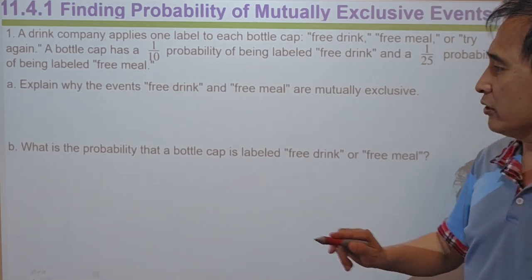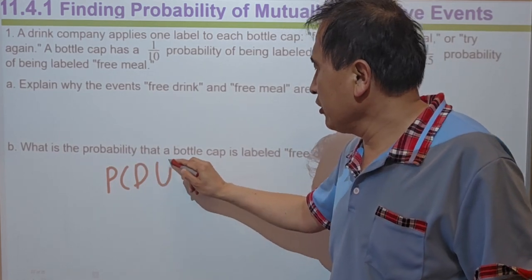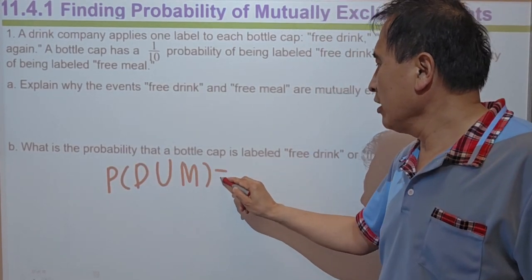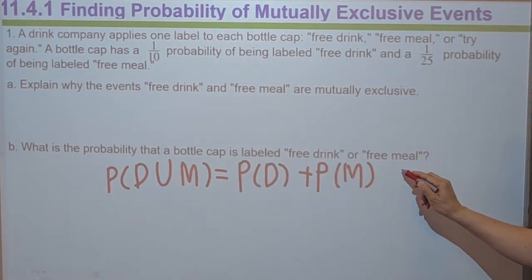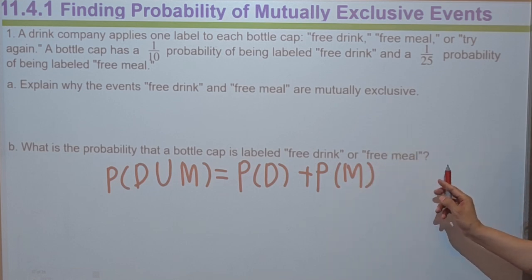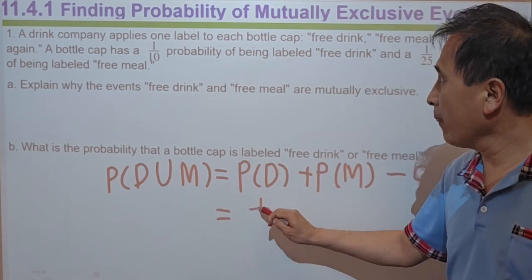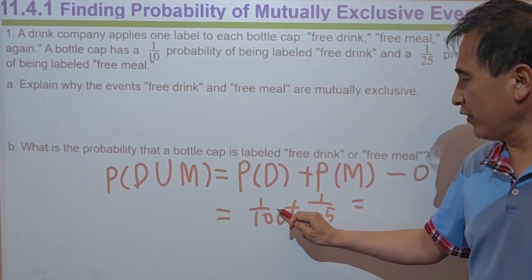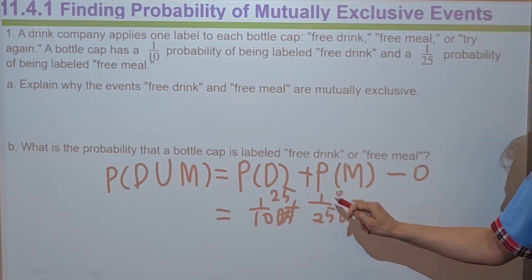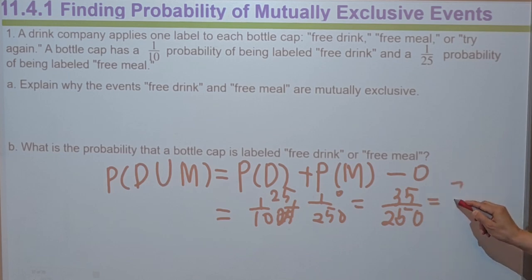When the events are mutually exclusive, the probability of drink or meal, the union, is the probability of drink plus the probability of meal. Now you would subtract drink and meal, but that is mutually exclusive, so it is 0, and you don't need to put the minus 0. So let's find this: 1/10 and 1/25. If you make the same denominator, multiply by 25 here and 10 here. So 35 over 250, and then you divide by 5. That's 7 over 50 is the answer.